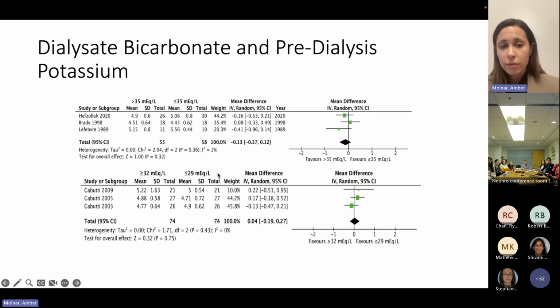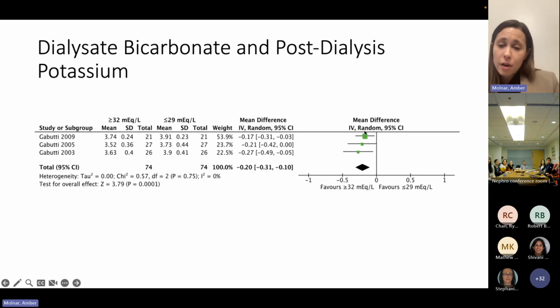Well, we looked at this as part of our systematic review and meta-analysis. So here we meta-analyzed on the top trials that compared intervention groups of greater than 35 to less than or equal to 35 millimoles per liter, and on the bottom greater than or equal to 32 or less than or equal to 29. And these trials measured the pre-dialysis potassium as one of their outcomes. And we found that there was overall no difference whether you used a higher versus lower dialysate bicarbonate.